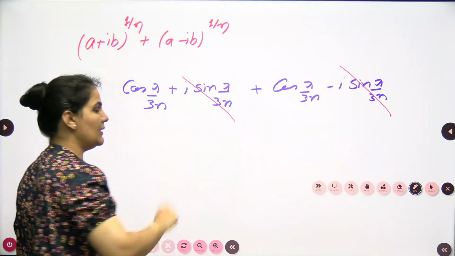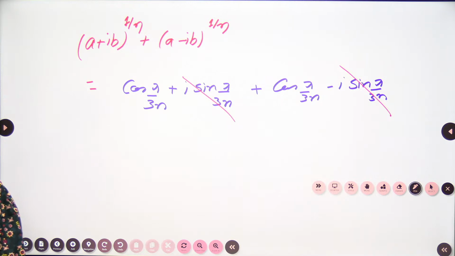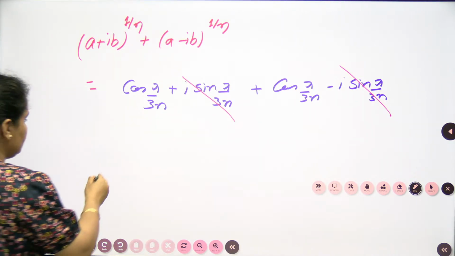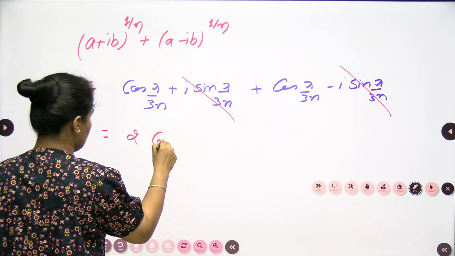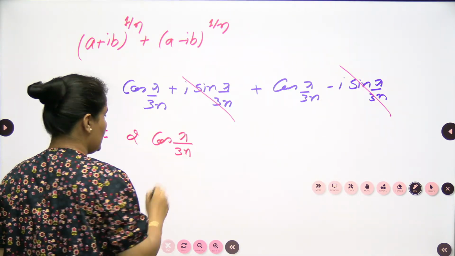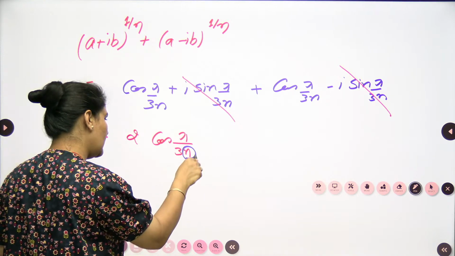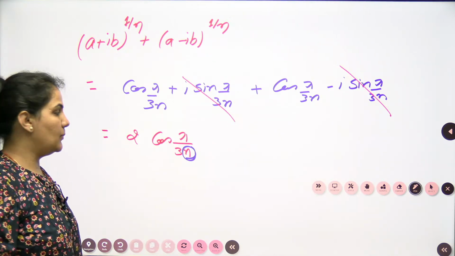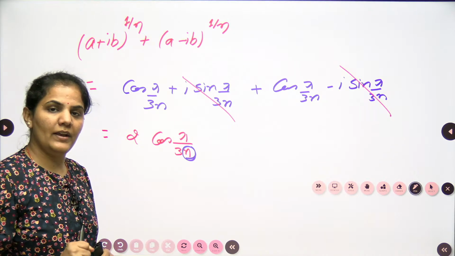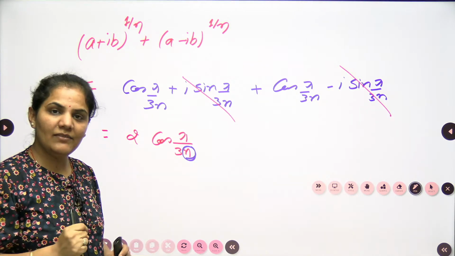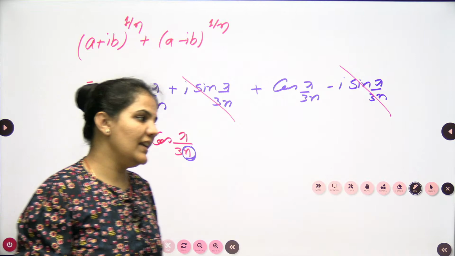This term and this term will be gone. We are having only two real values, that is 2 cos pi by 3n. So I can write this is 2 cos of pi by 3n. So I am having only one real value. So can I write directly, children, that if I put any particular value of n, I am having only one real value.